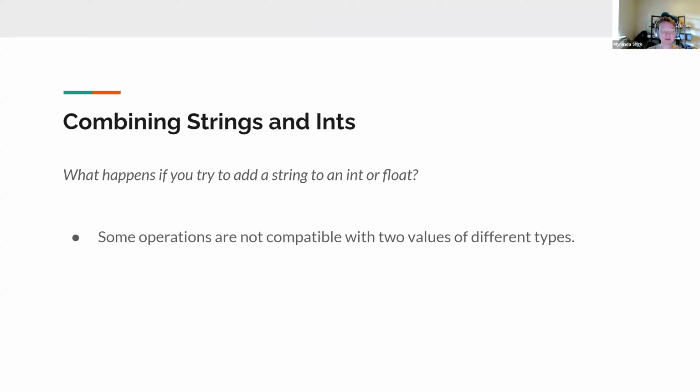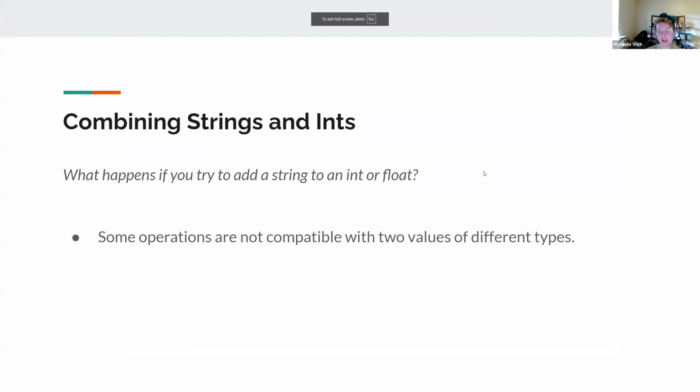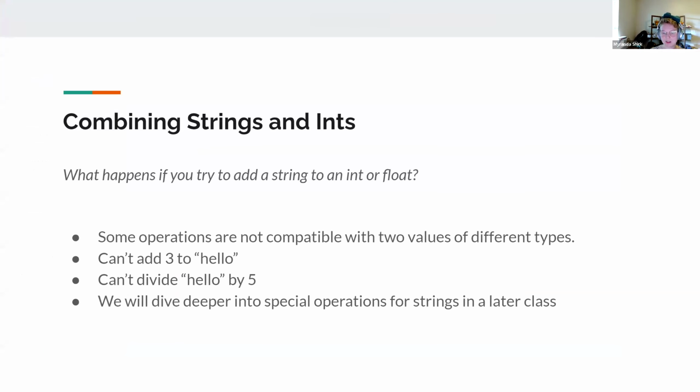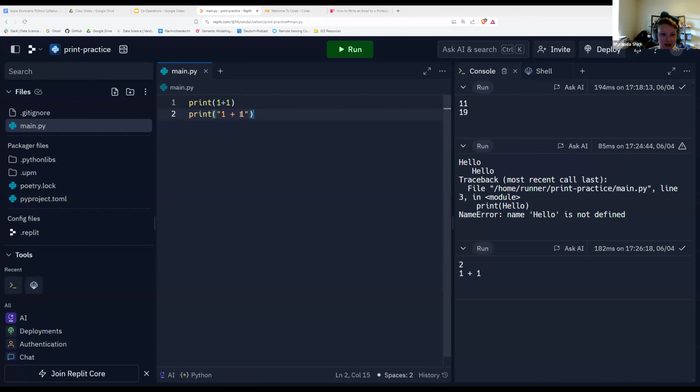Well, this leads us to some operations are not exactly compatible with two values of different types. So some operations are not compatible when you don't have the right types together. So you can't add the integer 3 to the string hello. Python will give you an error. We'll look at that. You can't divide the string hello by the integer 5. And we're going to dive deeper into some special operations specifically for strings in a later class, but let me show an example of what I'm talking about.